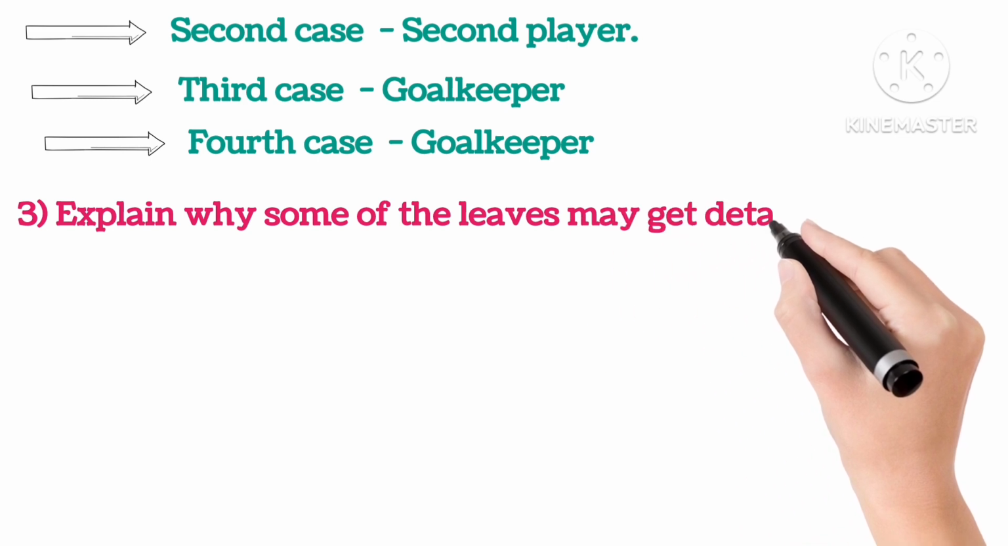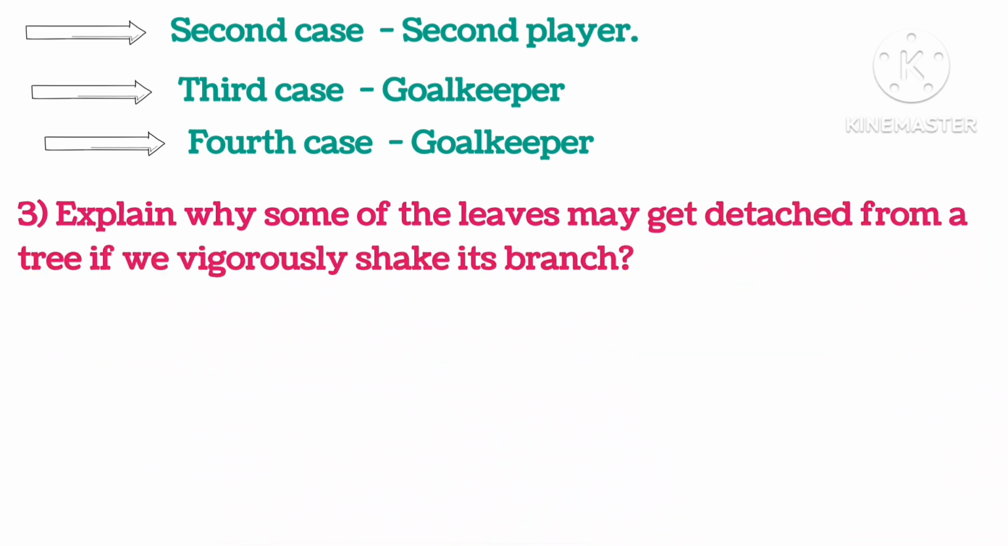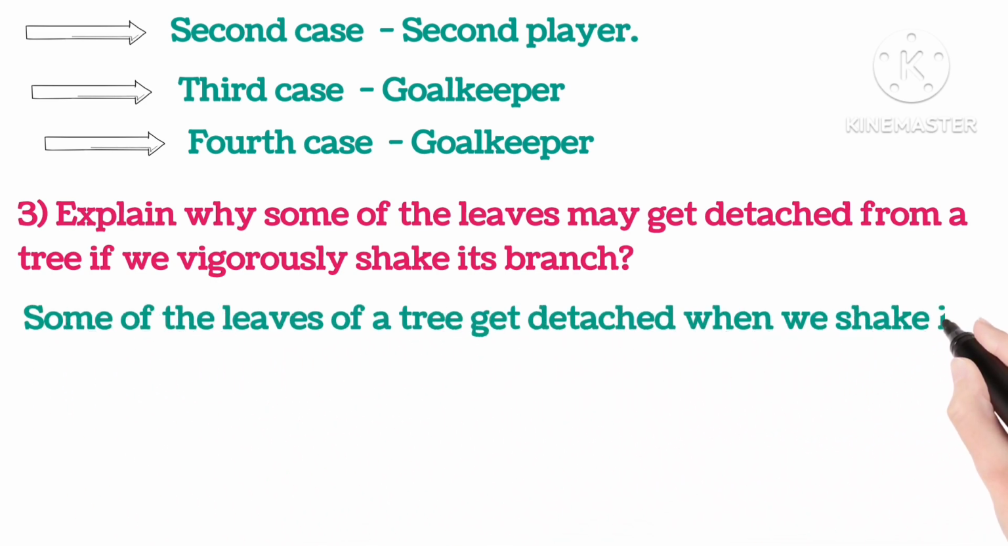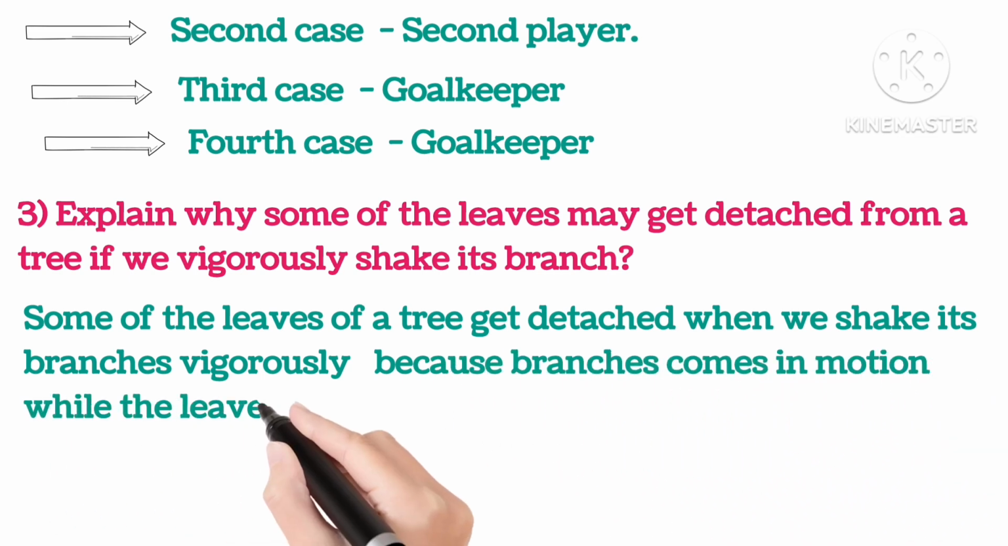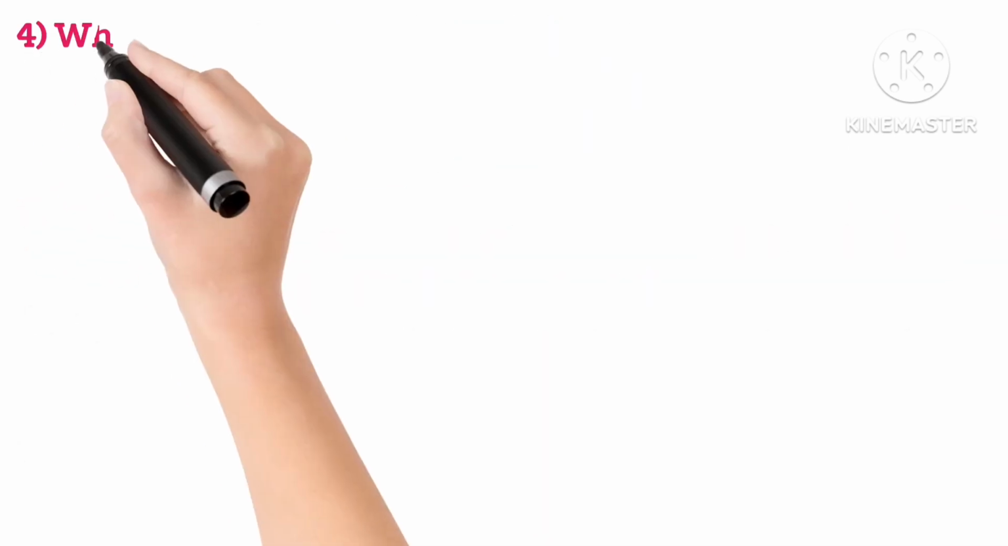Explain why some of the leaves may get detached from the tree if we vigorously shake its branch. Some of the leaves of the tree get detached when we shake its branches vigorously because branches come in motion while the leaves tend to remain at rest due to inertia of rest.